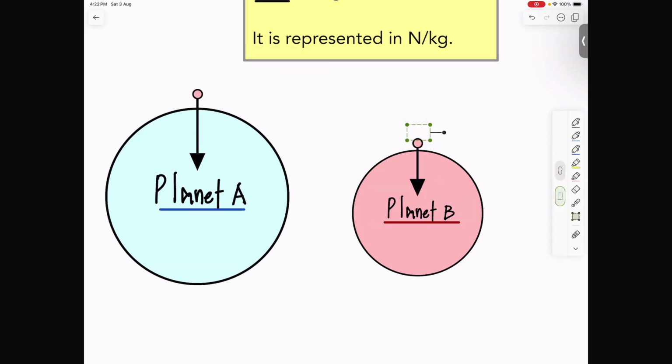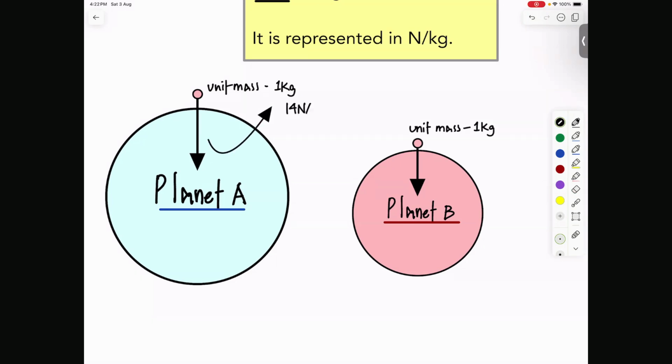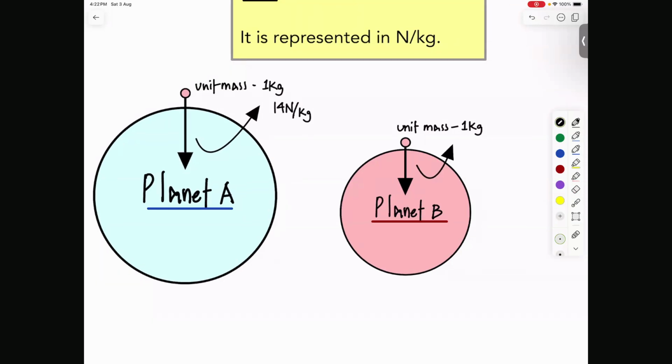So we will take two planets and compare the force for the same mass. What mass? It's called a unit mass. A unit mass means 1 kilogram. So we will compare the force for 1 kilogram as a reference. If a 1 kilogram mass is on the planet, what force should it experience? And then we find that planet A has a force of 14 Newton for every kilogram, and planet B has a force of 2 Newton for every kilogram.